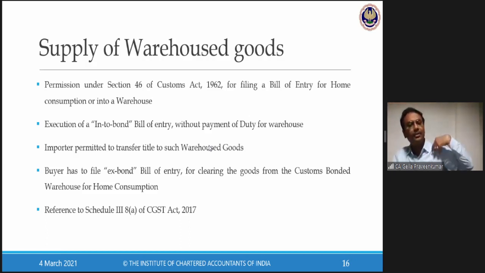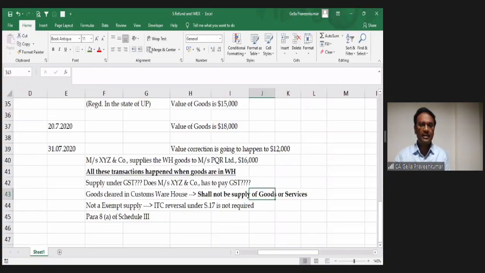So, should I need to report in my GST returns? I would report as a non-GST supply. So, the moment I report as non-GST supply, should I need to pay GST on that? Answer is no. You need not pay any GST on that. So friends, let me come back to my presentation.